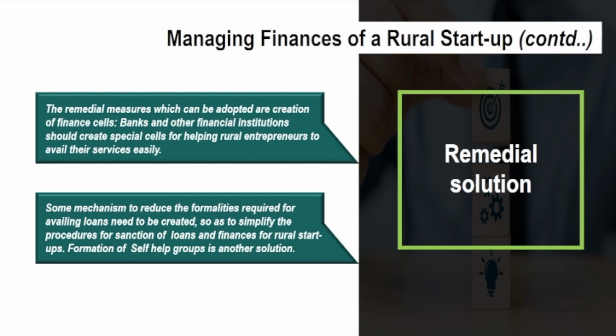Another factor is the formation of self-help groups. This is another solution for this problem. Self-help groups constitute a group of a few individuals who pool their savings into a fund from which they can borrow as and when necessary. So, this is a solution for the finances related to the rural startup.